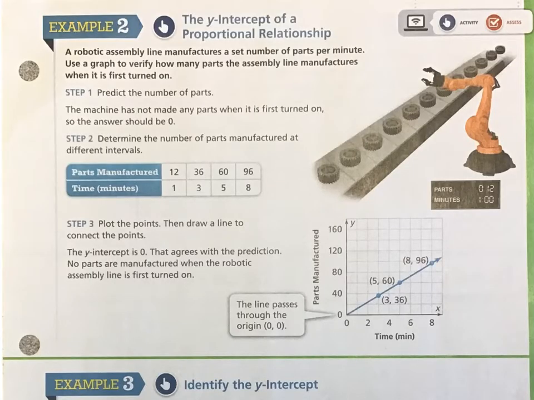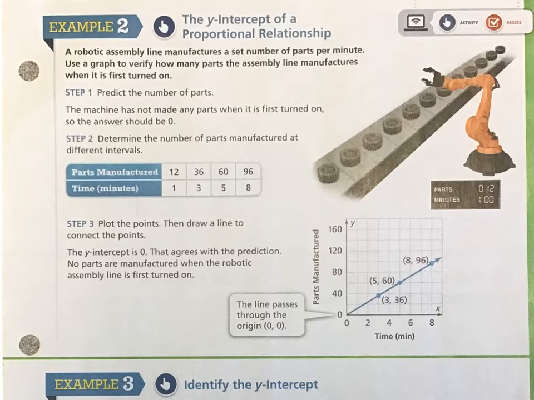Example 2 should look somewhat familiar. In this example, we're going to be looking at the y-intercept of a proportional relationship. A robotic assembly line manufactures a set number of parts per minute. Use a graph to verify how many parts the assembly line manufactures when it is first turned on.